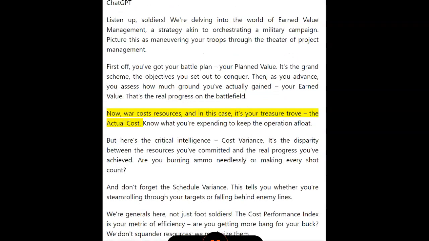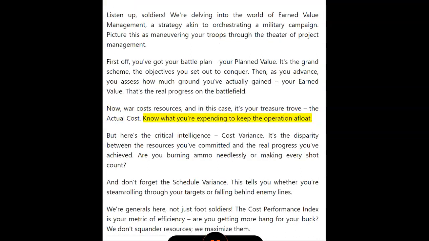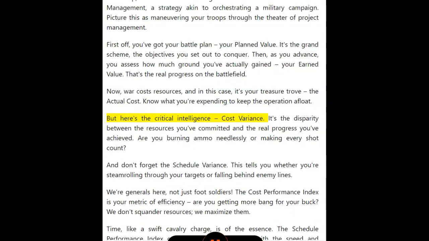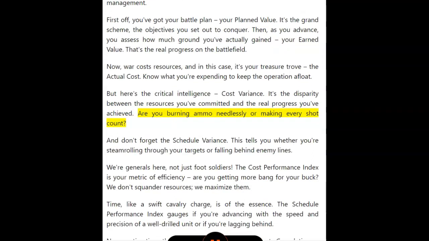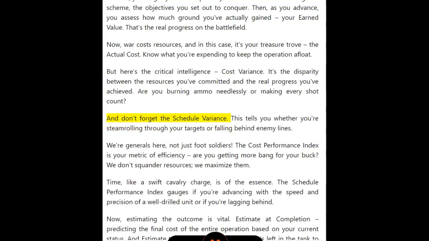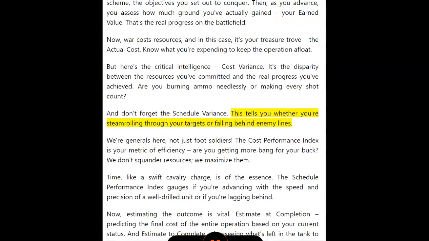Now, war costs resources, and in this case, it's your treasure trove, the actual cost. Know what you're expending to keep the operation afloat. But here's the critical intelligence, cost variance. It's the disparity between the resources you've committed and the real progress you've achieved. Are you burning ammo needlessly or making every shot count? And don't forget the schedule variance. This tells you whether you're steamrolling through your targets or falling behind enemy lines.